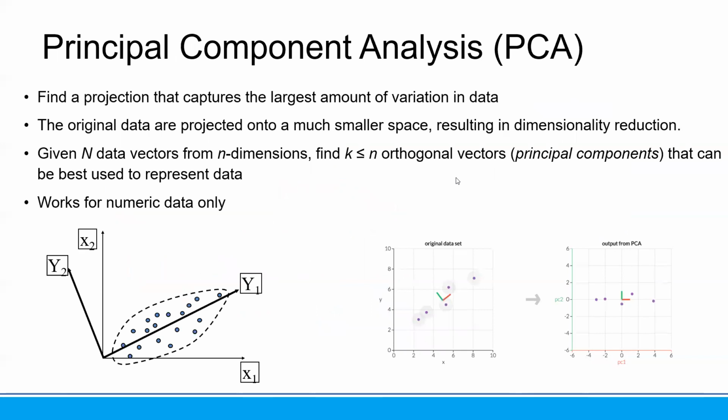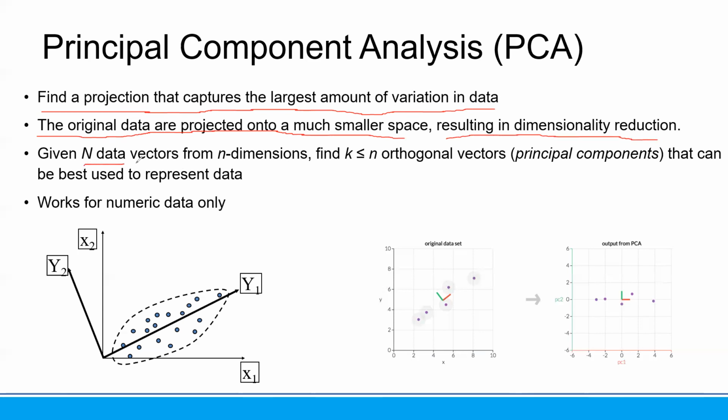The other approach is called principal component analysis. I cannot explain the details because it requires mathematical equations and so on. But I think you can just use this principal component analysis, and it also has a function in RapidMiner. The idea is to find a projection that captures the largest amount of variation in data. And the original data are projected onto a much smaller space, and it results in dimensionality reduction.